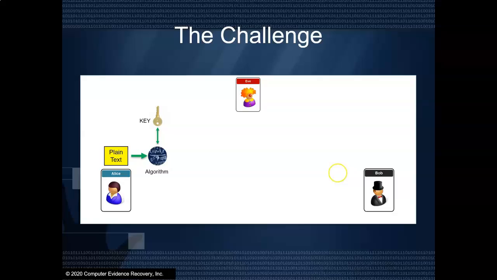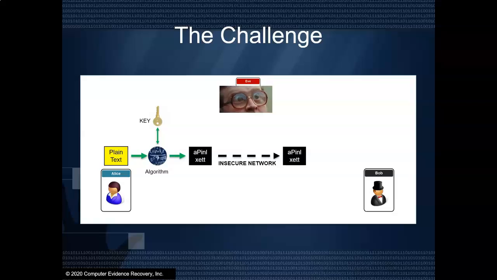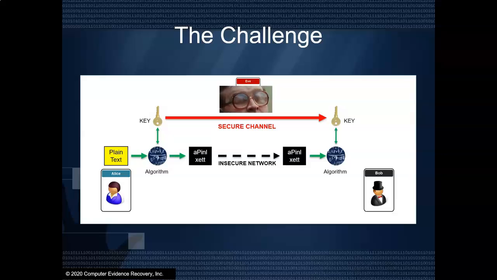So we feed the algorithm Alice's plain text message and a secret key. And we now get an encrypted message, or ciphertext. This ciphertext message is going to be sent across the big old bad internet right under the nose of Evil Eve. Yes, Eve is watching. And when Bob receives it, Bob is going to use the same algorithm, but Bob doesn't have a key. How did Bob get the key? The key was sent across a secure channel. And that's how Bob got the key.